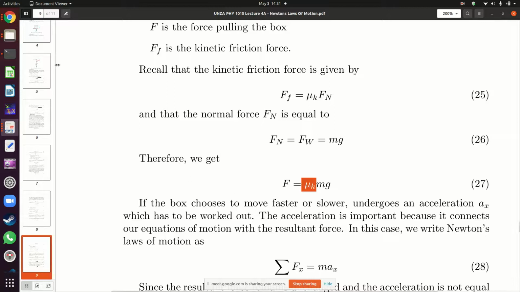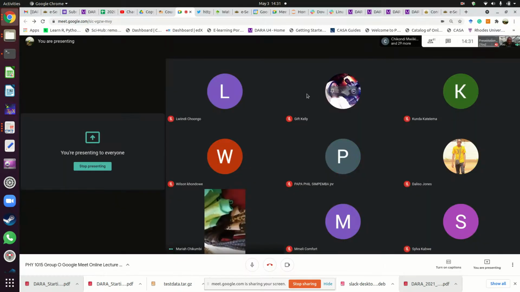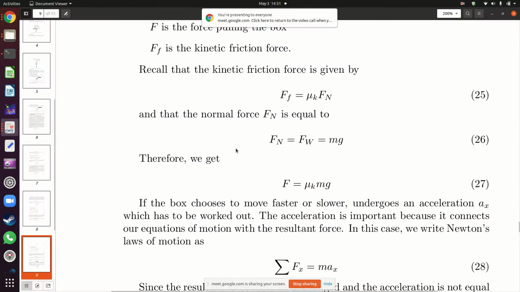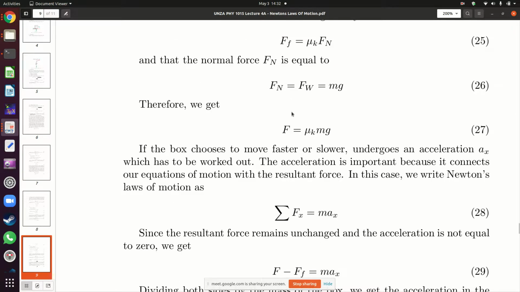Okay, so that is what happens when your object is not accelerating. If your object is not accelerating, the first thing along the x direction is that your pull force is equal to the friction force. So it depends. Is the object motionless? If the object is motionless, then your pulling force is equal to the static friction force. If your object is moving with constant velocity, then your pull force is equal to the kinetic friction force.